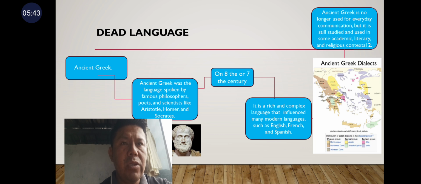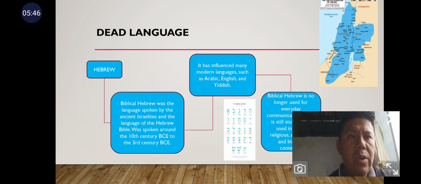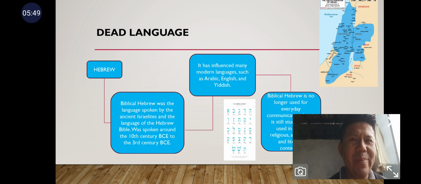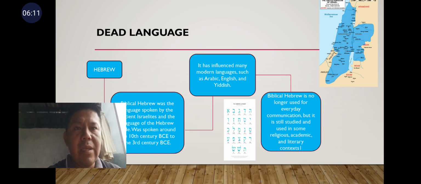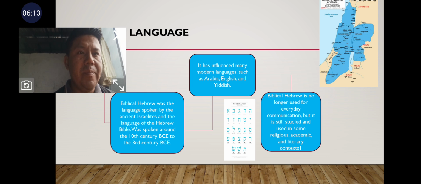Continuing with my examples, we also have the Hebrew language, which is a dead language, but it is still studied by people because it has some interesting knowledge to know. It was spoken during the 10th or the third century. We also have a picture showing where the language was spoken.